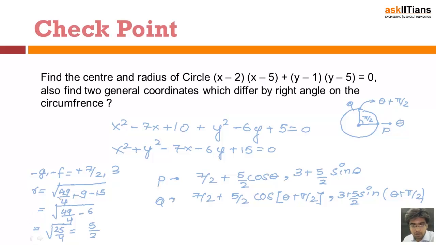Now if you want to simplify these, then I can also write point Q as 7 by 2 minus 5 by 2 sin theta. Cos in the second quadrant is negative, and theta plus pi by 2 is a switch case, so cos becomes sin. Similarly 3 plus 5 by 2, now again sin switches to cos, but sin is positive in the second quadrant, so it will remain positive here, and cos theta. These are the two parametric coordinates P and Q which will always differ by an angle pi by 2.